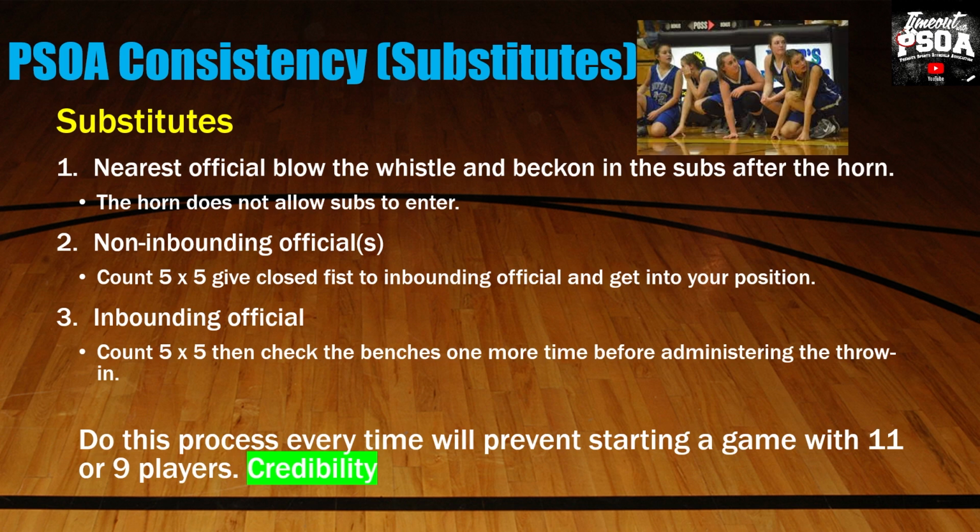The horn does not allow the subs to enter. It is the nearest official who will beckon in the subs. After we beckon in the subs, we want to count. Right here we got 5 blue players. 5 on, 5 off. Non-inbounding officials: count 5 offense, 5 defense. Give a close fist to the inbounding official. Inbounding official, once you get the signal from your partner or partners, you count 5 by 5. And one last time, check the benches to make sure there's not one last late sub.